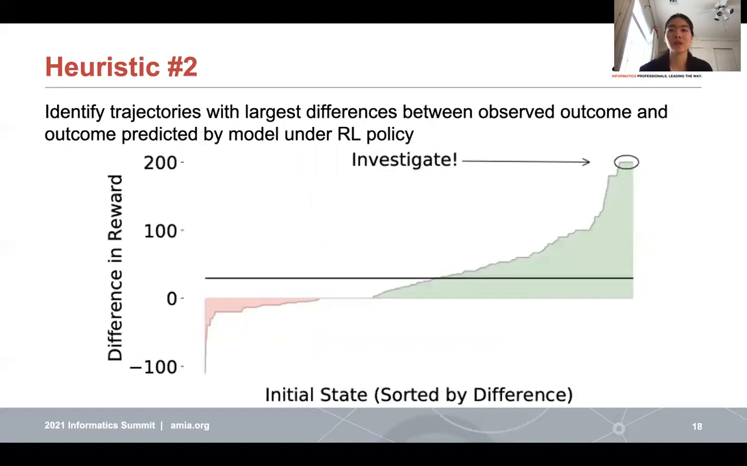In our second heuristic, we look at trajectories where the difference between observed outcome and the outcome predicted by the model under the reinforcement learning policy is large. Specifically, we look at samples that start from this state where the model believes that the patient will then survive, but in actuality, the patient died. This is suspicious because it is unlikely that the patient was able to survive, and this means that the model may have erroneously overestimated the likelihood of surviving from taking that action.